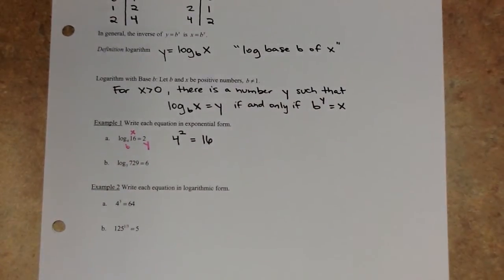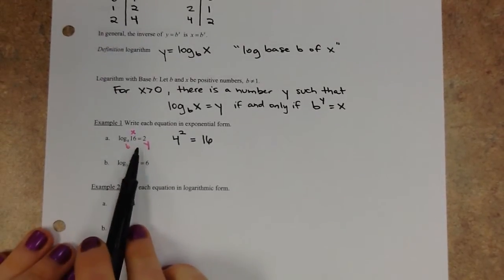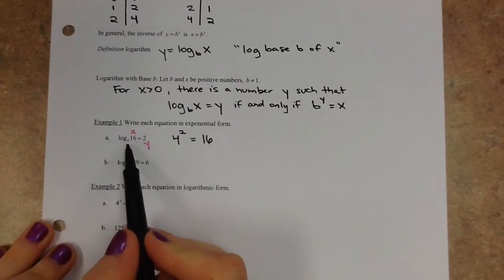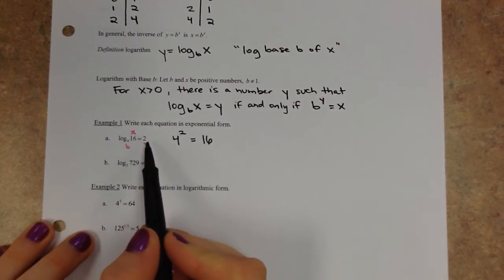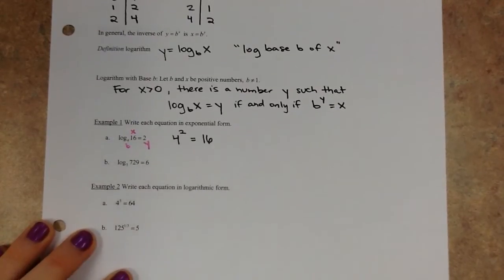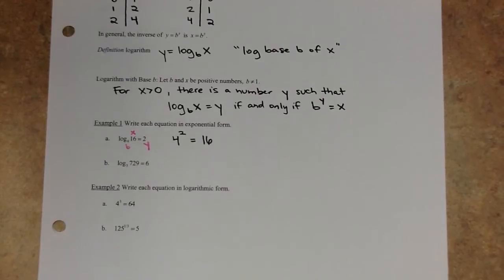And hopefully you're looking at that statement and thinking, oh, well, yeah, that's true. 4 to the second power does in fact give me 16. So if we're just looking at a statement like this, this is saying log base 4 of 16, meaning 4 to what power gives me 16? 2. And then when you rewrite it into exponential form, you can see that that is in fact true, that 4 to the second power does give us 16.